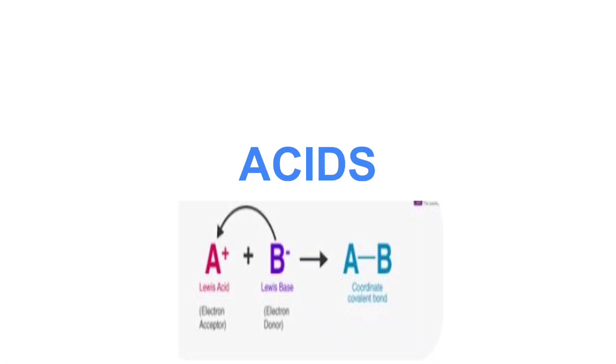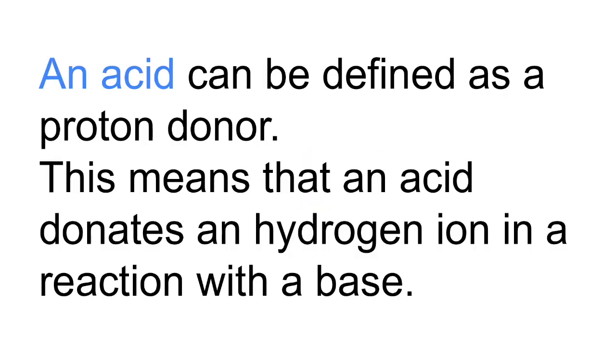Today we are doing the last part of the topic on acids, bases and indicators. We have already covered bases and indicators. So today let's discuss acids. Now an acid can be defined as a proton donor. What this means is that during the reaction between an acid and a base, the acid donates a hydrogen ion to the base. That is why it is called a proton donor.